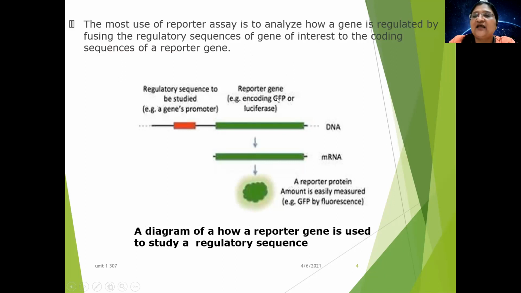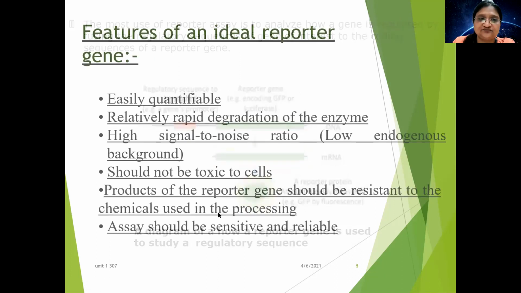It may be green fluorescent protein or luciferase of bacterial cell. These are enzymes. It will be useful to convert DNA to messenger RNA, and an easily recognizable sequence or sign will be observed as a result.